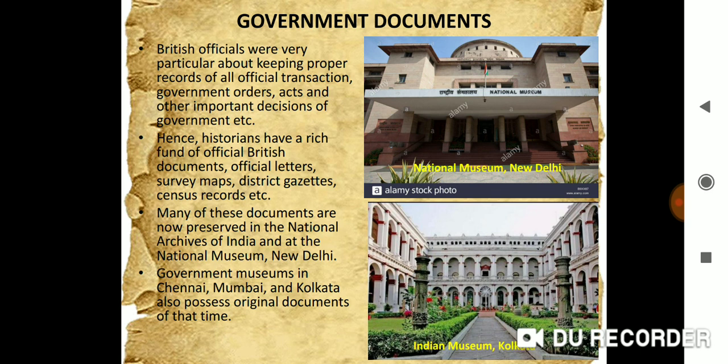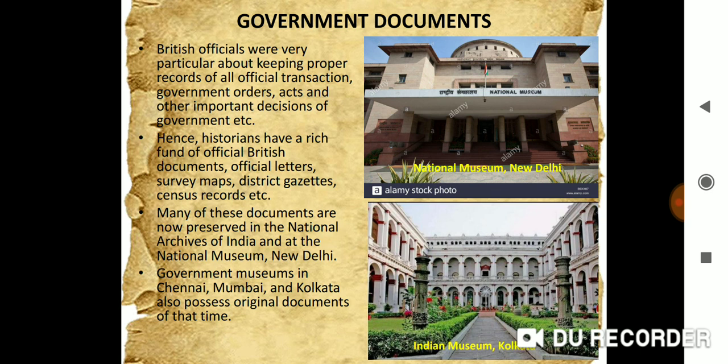Next, another very important source is government documents. Here I have given two pictures. On the right side is the National Museum picture, situated in New Delhi, and another is the Indian Museum, situated in Kolkata, where the original documents are kept. The British officials were very particular about keeping proper records of all official transactions, government orders, acts and other important decisions of the government.